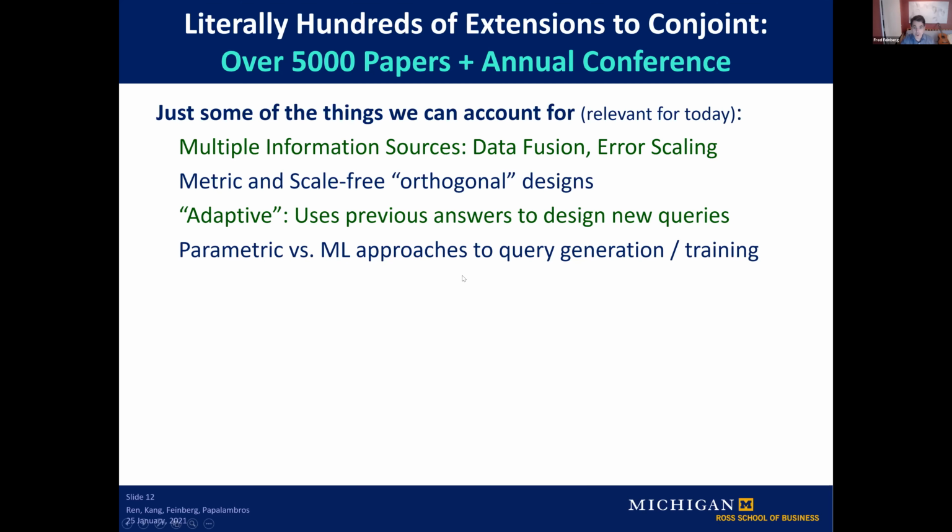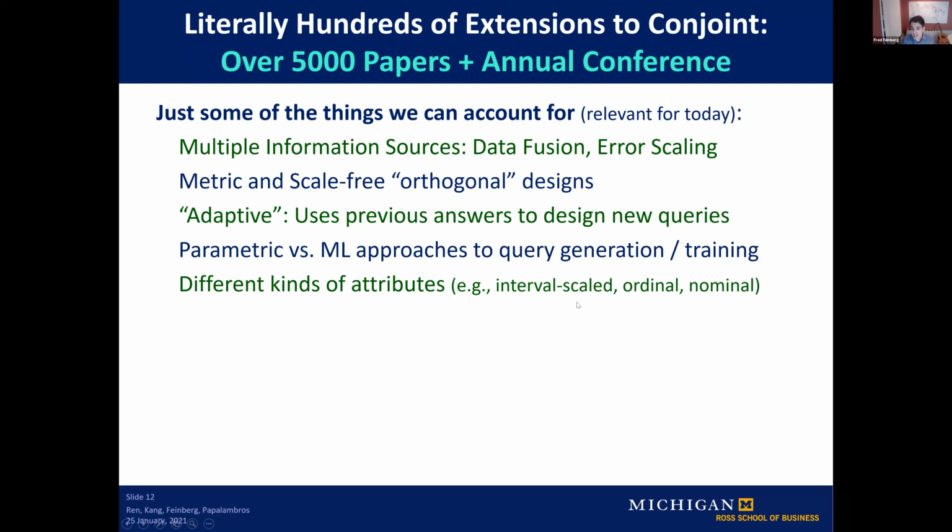Parametric versus machine learning approaches to query generation and training. To grossly simplify something that's much more complicated, parametric models are slow to estimate, especially with Bayesian methods. ML approaches can zoom right to a really high density part of the space and generate queries quite well. And we want to be able to leverage that technology.